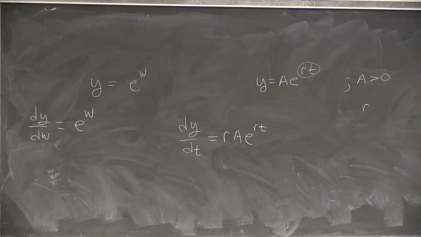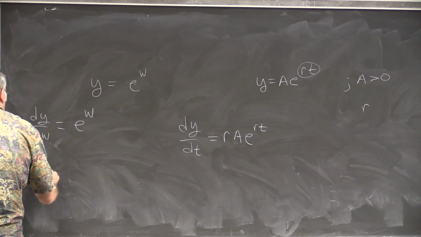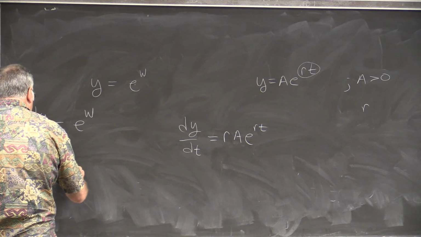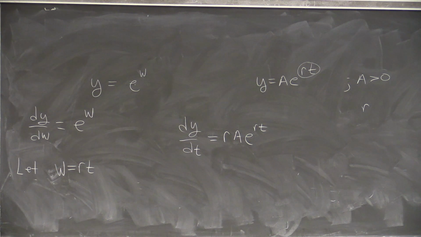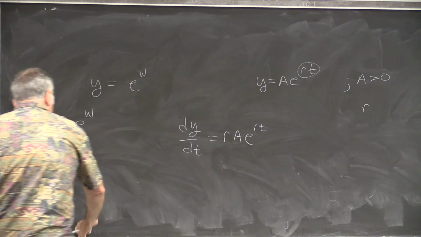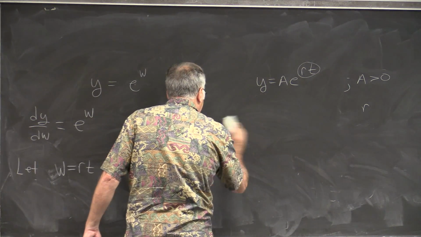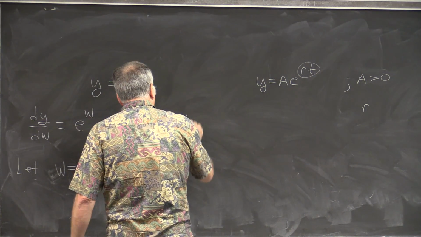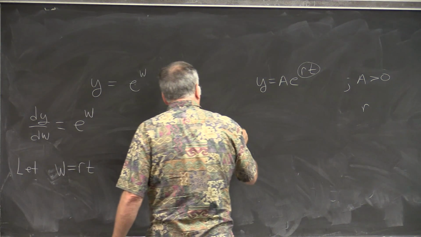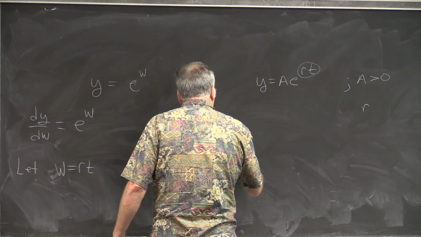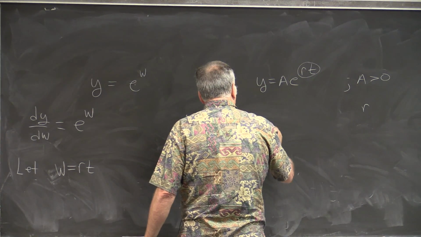Now, let's let w be rt. Okay. So y is a function of w, but w is a function of t. So in this setup, we could say the following. dy dt, using the chain rule, it's just dy dw times dw dt.